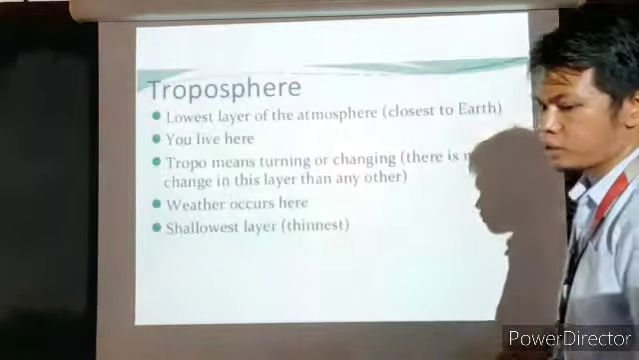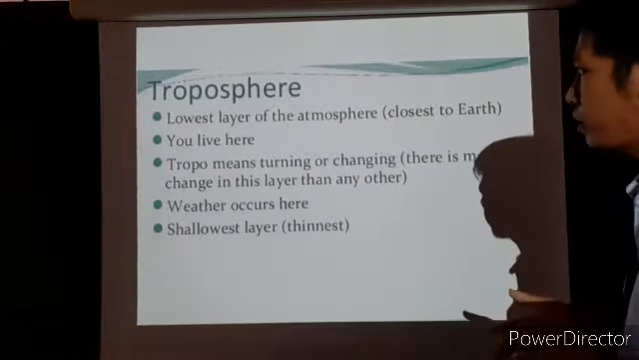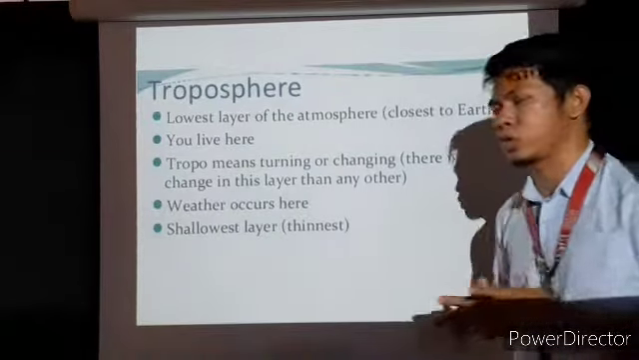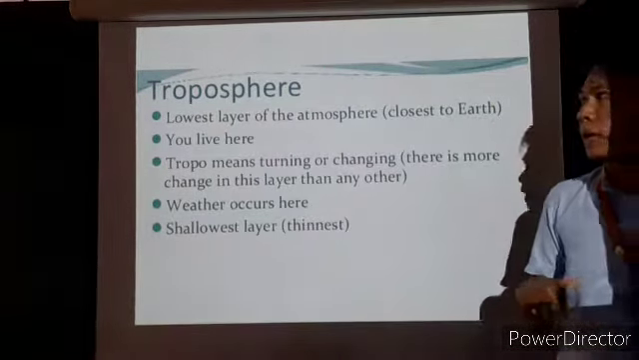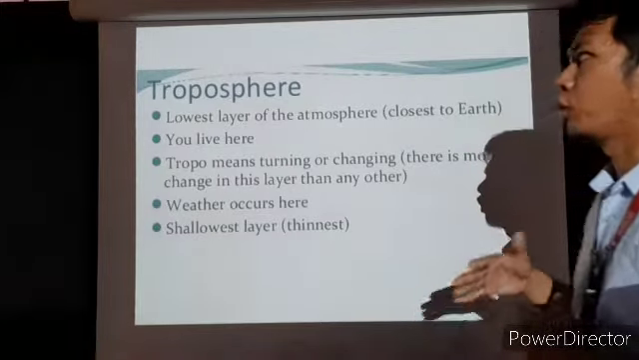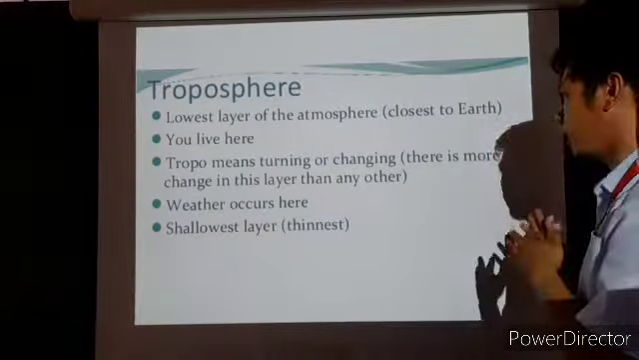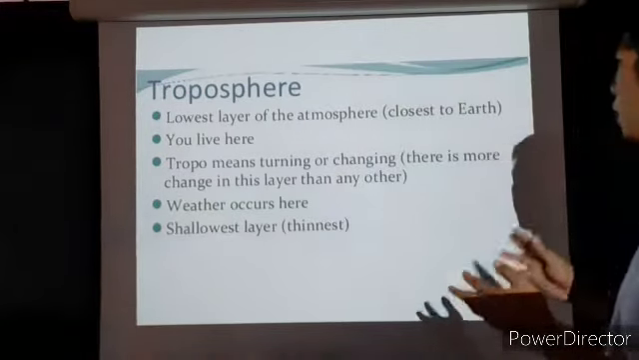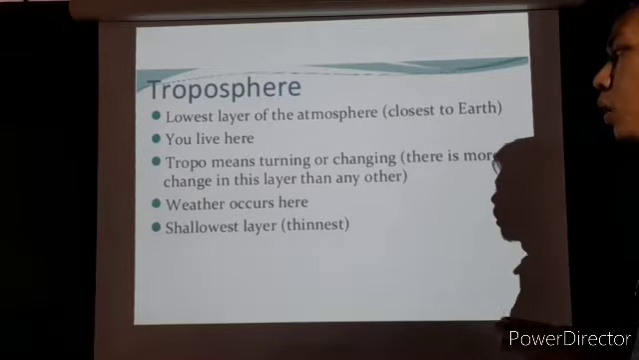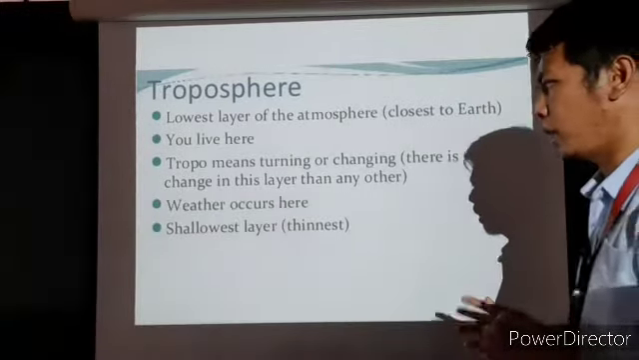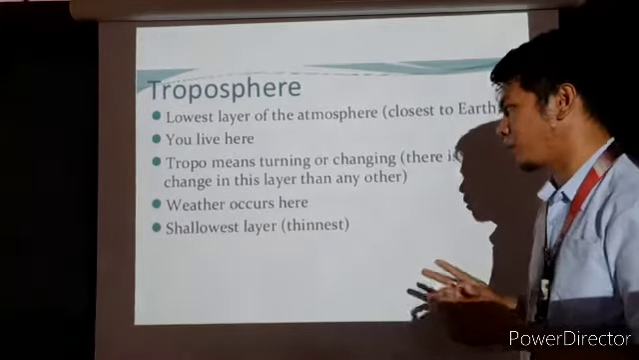First, we have here the lowest layer of the atmosphere. So you live here, okay? Usually the portion where the birds and the planes are is the troposphere. Tropo means turning or changing. There is more changing in this layer than any other. So weather occurs here, and it is the shallowest, thinnest layer.